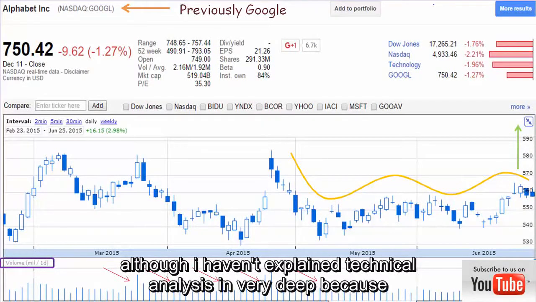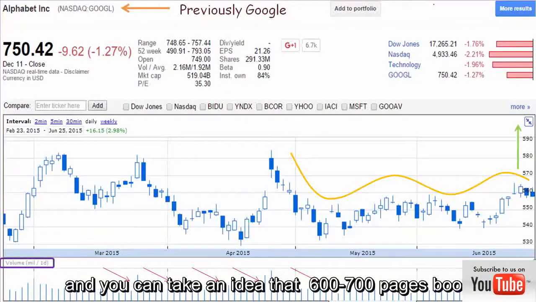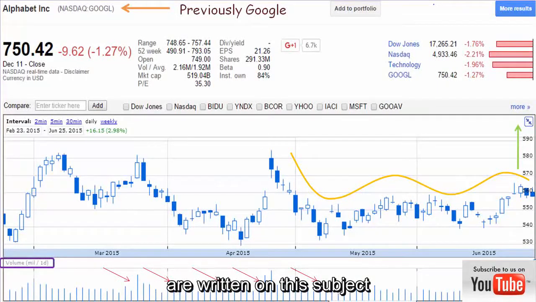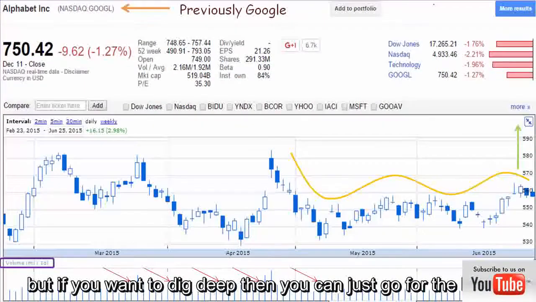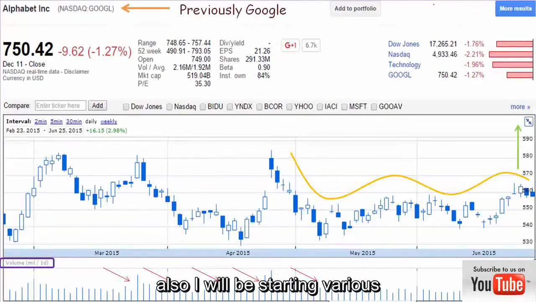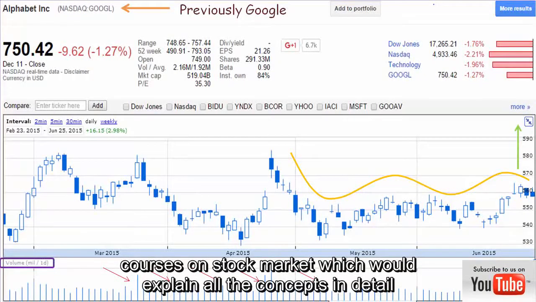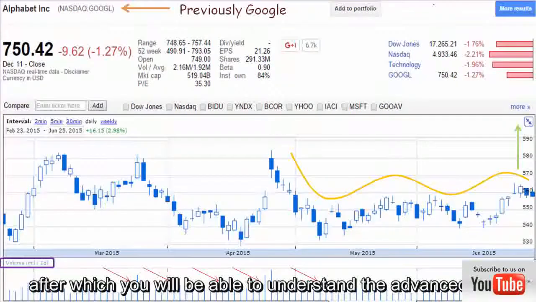I haven't explained technical analysis in great depth because it's a very diverse topic, and you can get an idea from the fact that 600 to 700 page books are written on this subject. So I have just given you an idea of what technical analysis is. But if you want to dig deep, then you can go for the books and stuff like that. Also, I will be starting various courses on the stock market which would explain all the concepts in detail, like technical and fundamental analysis, because they need their separate attention, after which you will be able to understand advanced stuff.